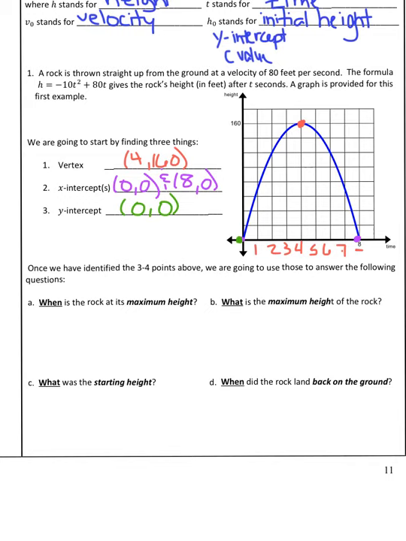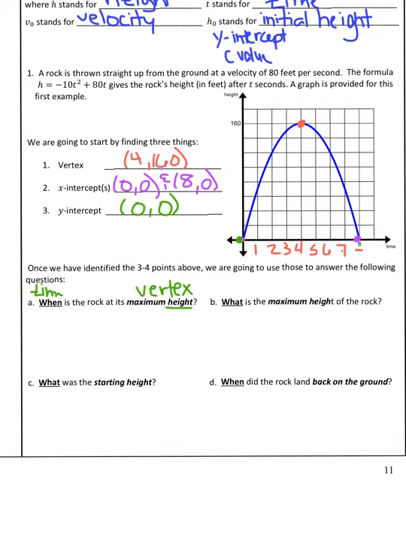All right, so once we've identified the 3 to 4 points above, we are going to use those to answer the questions. So first question we're going to answer is, when is the rock at maximum height? If we're looking for the when, that's going to be time. The maximum height is its height right here. We're going to find the maximum height at the vertex. Whenever we're thinking about how high the rock is being thrown, then we're looking for the vertex.